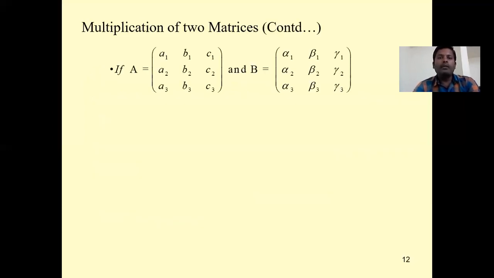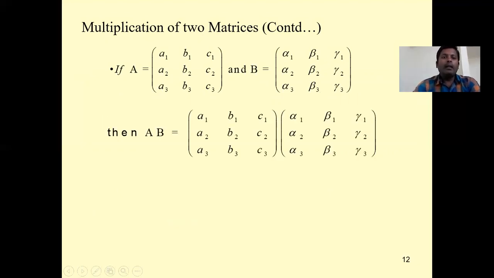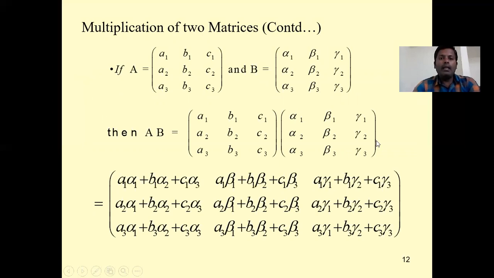If A is equal to [A1, B1, C1; A2, B2, C2; A3, B3, C3], and B is equal to [alpha 1, beta 1, gamma 1; alpha 2, beta 2, gamma 2; alpha 3, beta 3, gamma 3], then we write A into B. Now we can do the multiplication of two matrices.